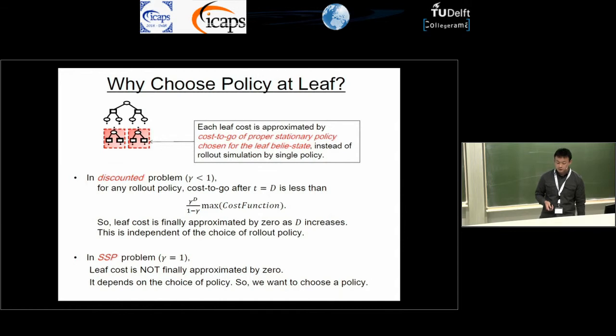So in this approximation, why do we choose a policy at the leaf? In the discounted problem, for any rollout policy, cost-to-go after t equal d is less than this equation. So the leaf cost is finally approximated by 0 as d increases. This is independent of the choice of rollout policy. On the other hand, in the SSP problem, the leaf cost is not finally approximated by 0. It depends on the choice of policy, so we want to choose the policy.